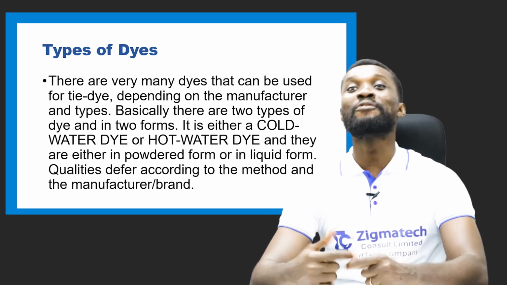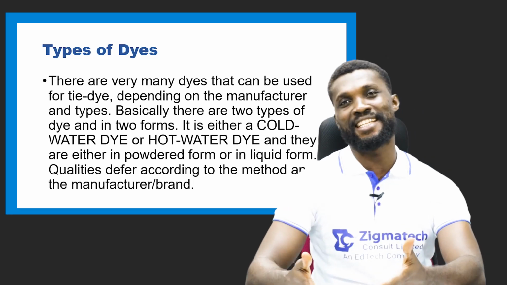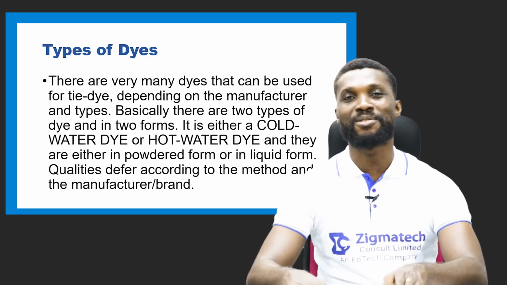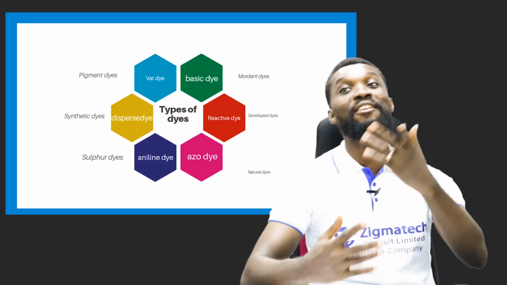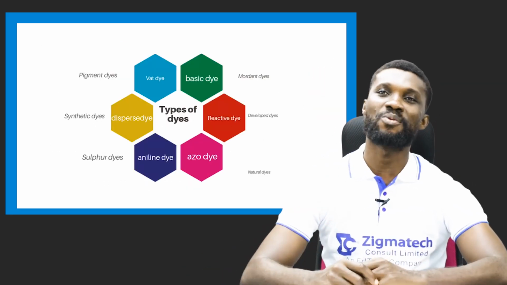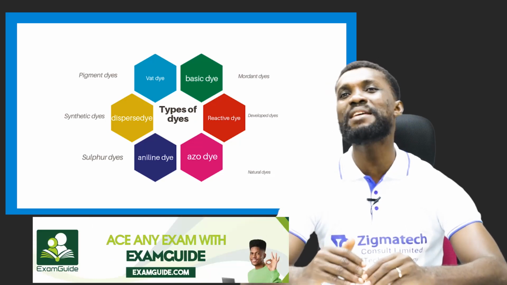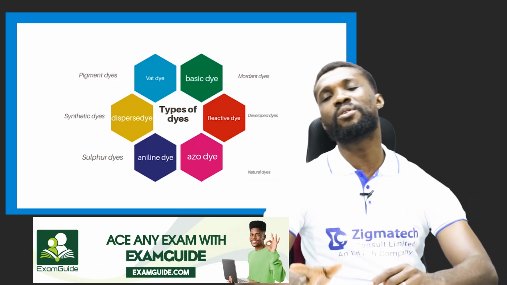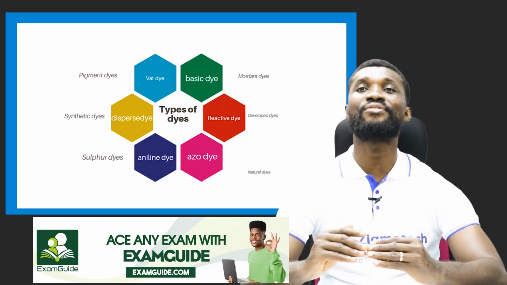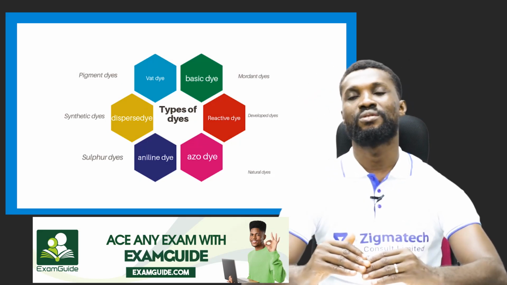But anyway, for learning purposes, you can actually lay your hands on any dye and then you work with it. Still awesome. All right, now let's continue. So we have different types of dye. Now the first dye we have there is what? The VAT dye. Under the VAT dye, we have the pigment dye, and we have the basic dye. We also have the mordant dye.